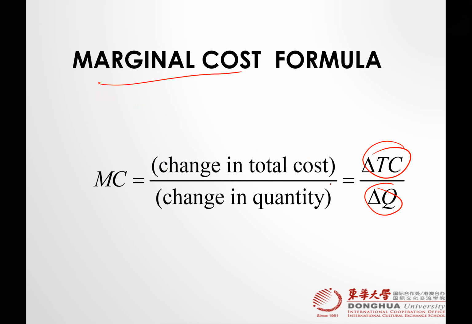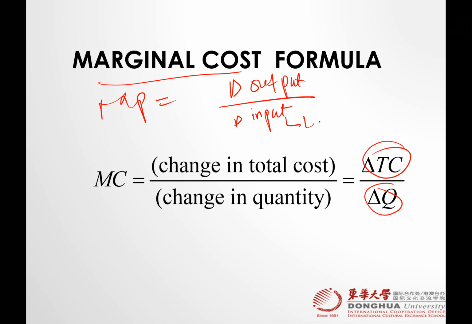Simple. Whereas the marginal product formula would be change in output divided by change in input, which over there we talked about its labor. Right? Similarly, the formula for marginal cost includes change in total cost, not the fixed cost, not the variable cost. It's the total cost. Many students confuse it with the variable cost or fixed cost. So this is the change in total cost divided by change in quantity, right?